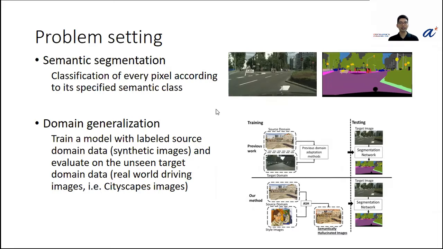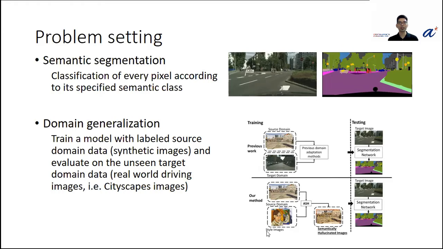Therefore, for domain generalization, the objective is to train a model with labeled source domain data and evaluate it on the unseen target domain data. However, due to the domain shift between the source images and the target domain images, there will be a performance drop from the source domain data to the target domain data.